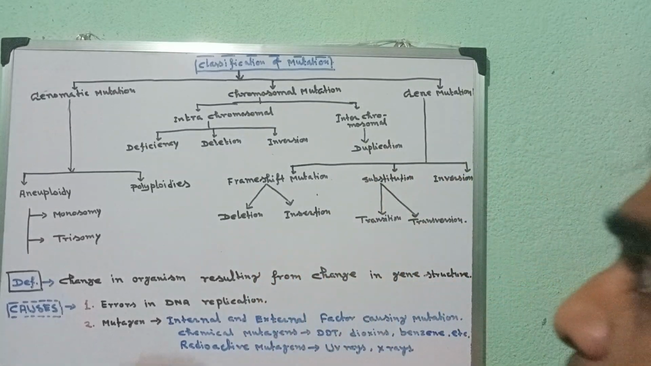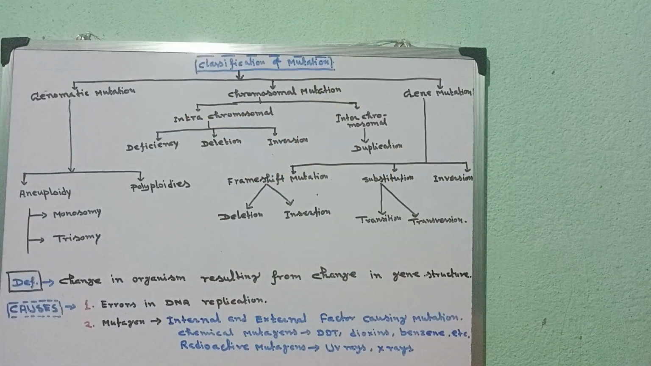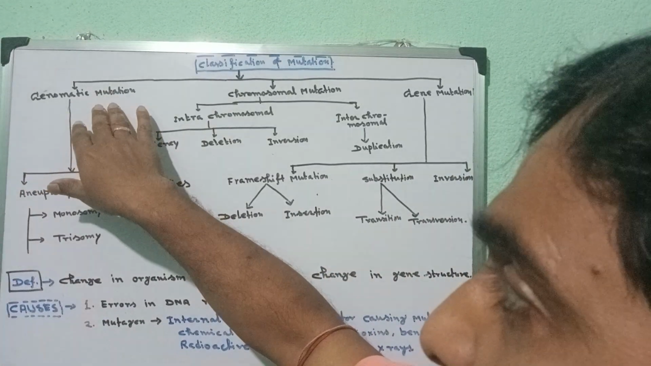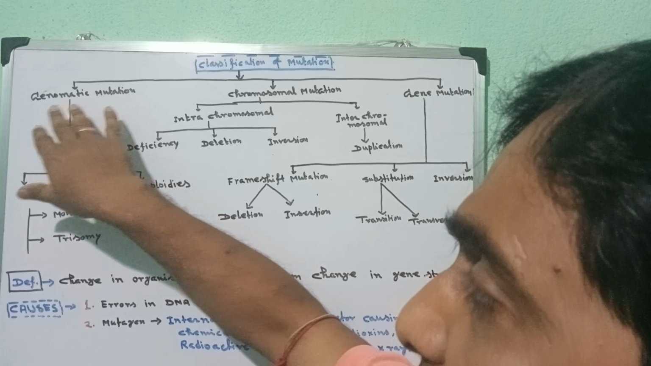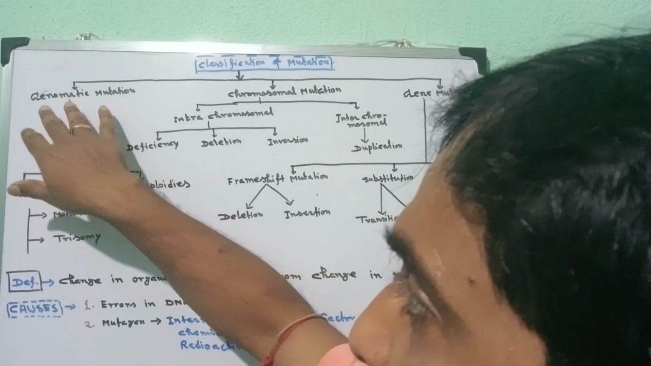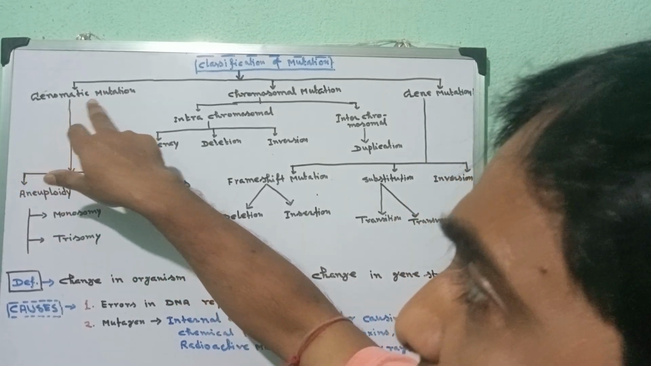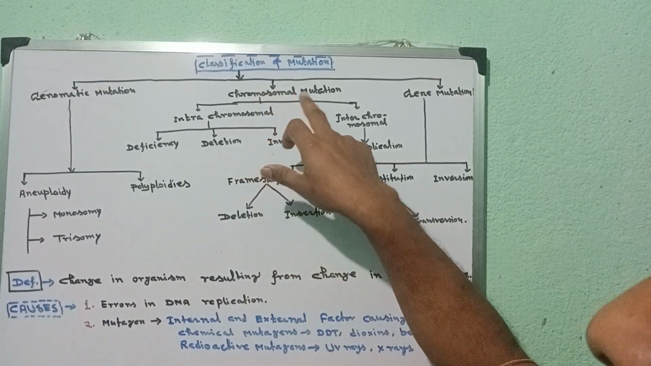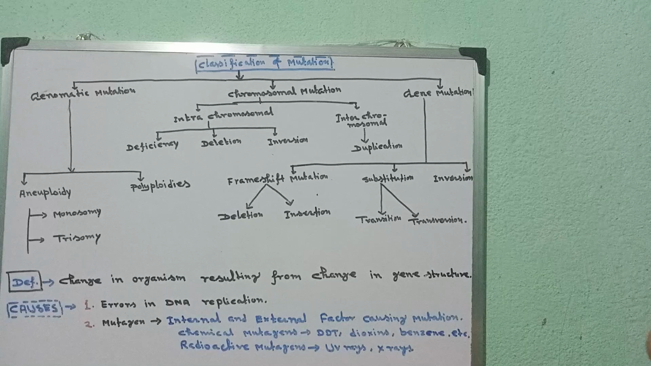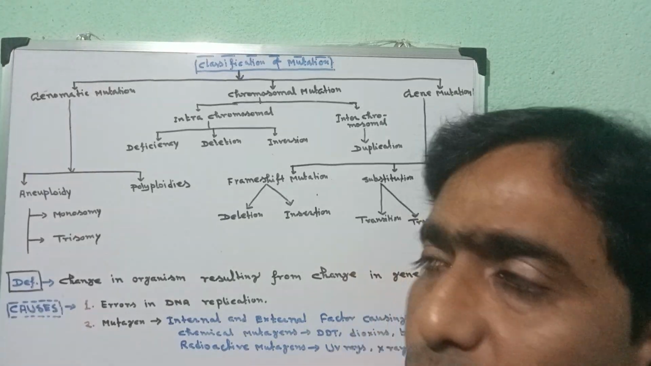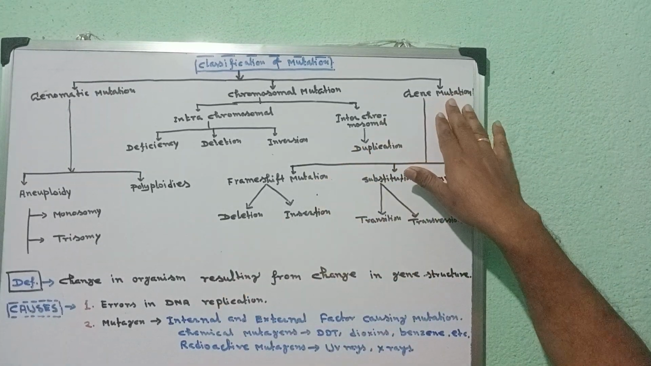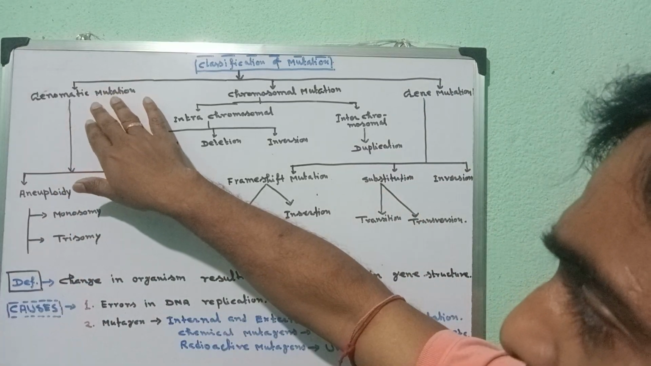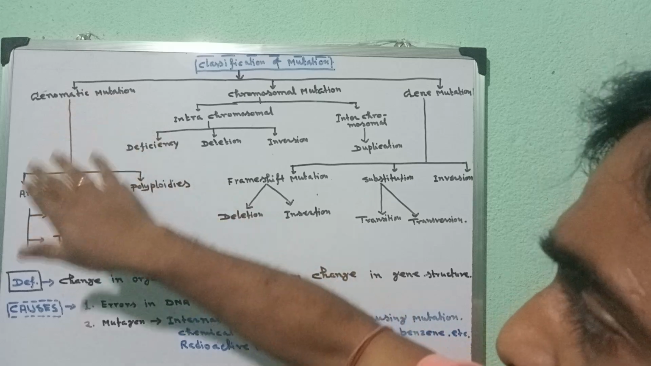According to the classification of mutation, there are three major classes. One is genomic, which involves the whole genome. This is the genomic mutation. Number two is the chromosomal mutation, also called chromosomal aberration. And number three is gene mutation. Firstly, we discuss the genomic mutation.